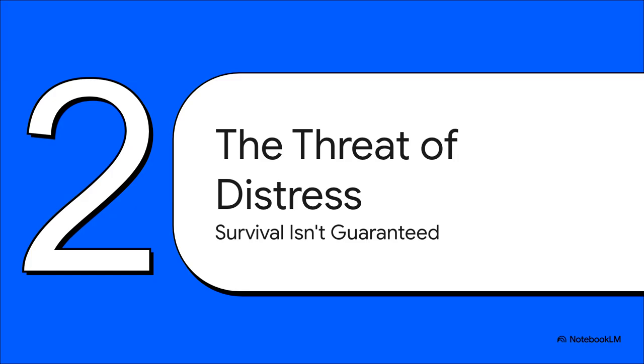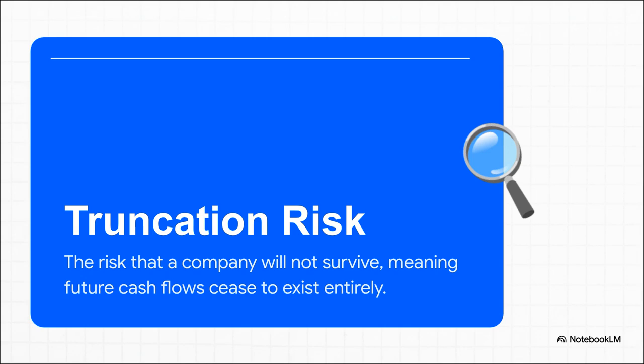So our first hidden danger is financial distress, that very real possibility a company simply won't make it. And to see just how wrong a standard valuation can be, let's look at a real-world example. And right here, this is a really important distinction. See, most models can handle uncertainty, the chance that cash flow might be 100 million or maybe 80 million. But what they really can't handle is truncation risk, the chance that the cash flow suddenly drops to 0 forever.